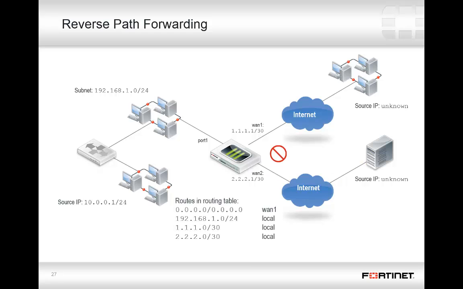The other interface that will not be able to route traffic properly either is WAN 2. While it is physically connected to the internet, the only IPs that would be valid as sources or destinations would be those in the 2.2.2.0/30 subnet, so incoming internet traffic will not pass the RPF check and will be dropped.